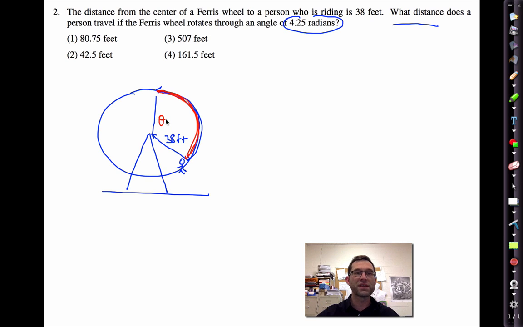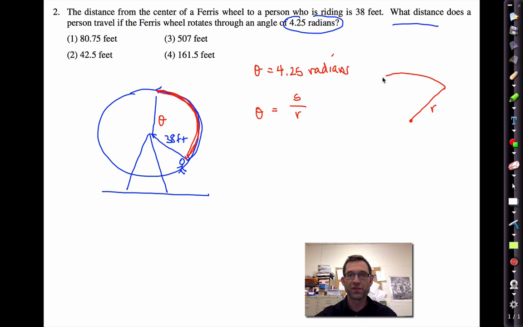And they travel through a central angle, theta, 4.25 radians. Now I know that radians you're not used to them, but there's one formula that defines radians. The angle is equal to the arc length divided by the radius. So if I've got some kind of radius, r, and it travels through some arc length, s, right, then we've got theta. So this is the definition.